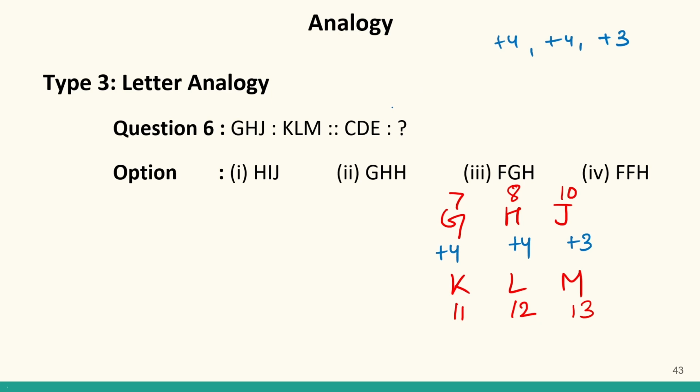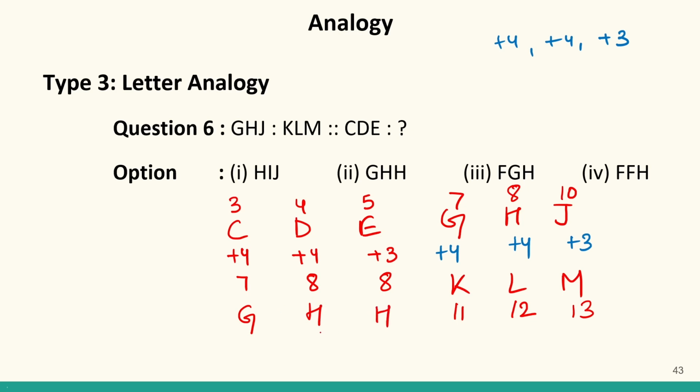Let's do the same logic for CDE and see if we can find the answer in the solution. So if I write CDE, C is positioned at 3, D is positioned at 4, and E is positioned at 5. So if I move 4 positions forward, I'll get 7. If I move 4 positions forward, I'll get 8. And if I move 3 positions forward, I'll get 8 again. So at the 7th position, we have G. At the 8th position, we have H for both of these terms. So my answer will be GHH.